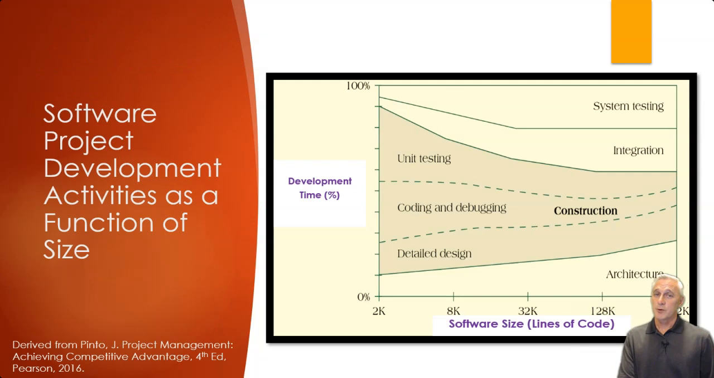The reason it's important, however, is that depending upon the number of lines of code or the software size, you're going to be spending development time doing different things. If you notice on this graph, the smaller the software, the more you're going to be spending on unit testing, coding, debugging, and some detailed design. Much less on system testing, integration, or architecture. But as it gets larger and more complex, you'll be spending a substantially larger amount of time on system testing, integration, and architecture.